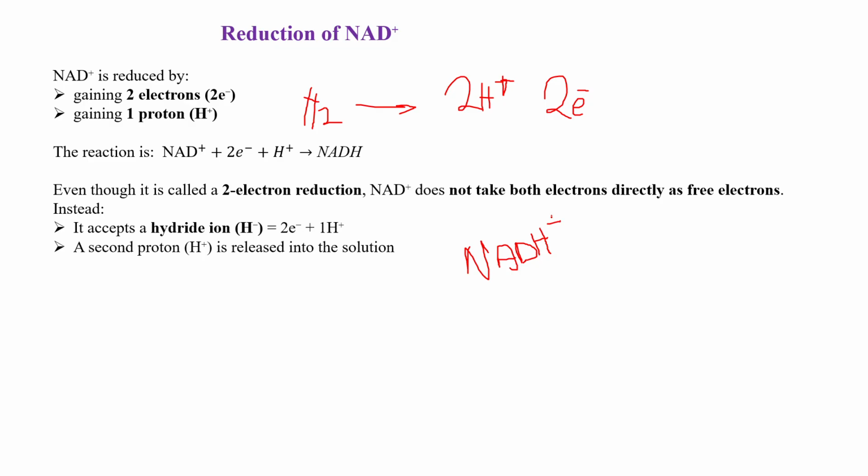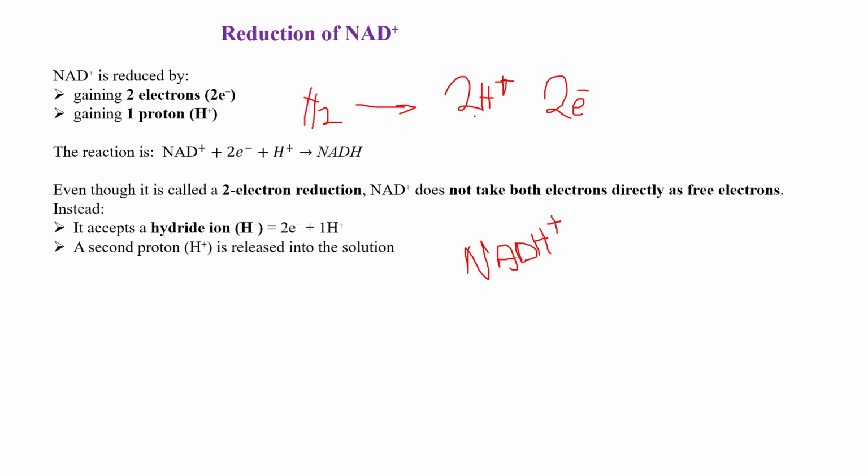But bear in mind, the thing is not NAD+, it is NADH, meaning it comes to take the extra electron, or the remaining 1 electron, to give you NADH. So it first accepts a hydride, right? The hydride is equal to 2 of the electrons plus 1 of the H+, and the second proton is released into the solution. So this second proton is the H+.